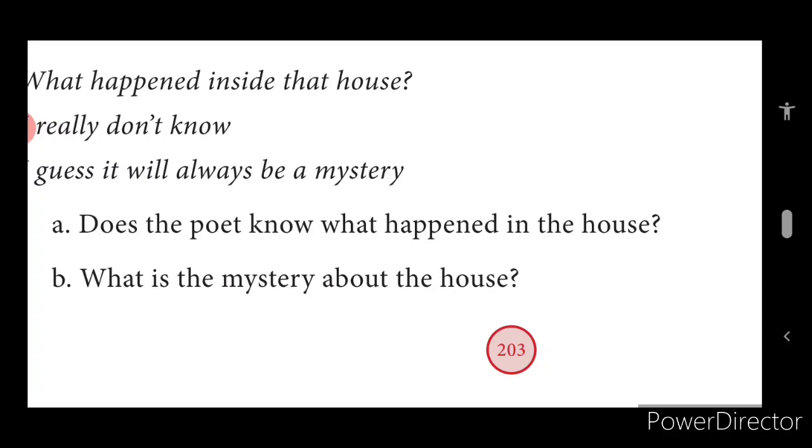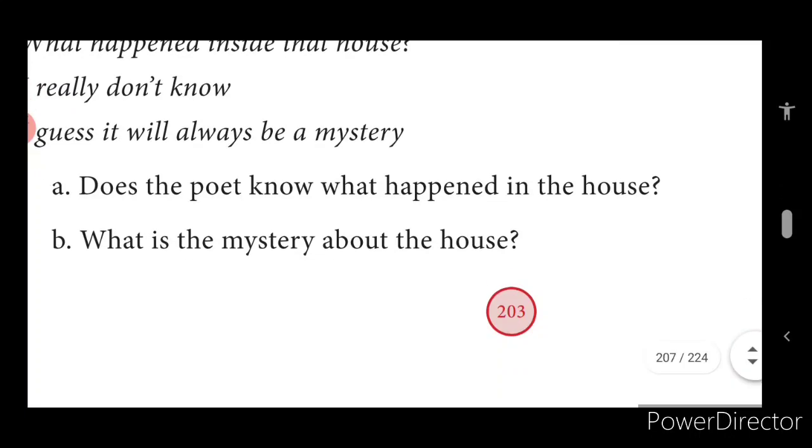Does the poet know what happened inside the house? No, the poet doesn't know what happened inside the house. What is the mystery about the house? The mystery about the house is nothing but the fact that no one will know what is happening inside the house. Yes, it is really a mystery, isn't it, children? Unless someone says what it is, none will know what is happening inside the house.